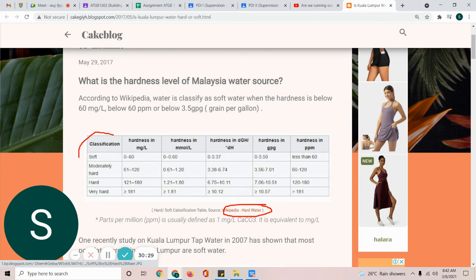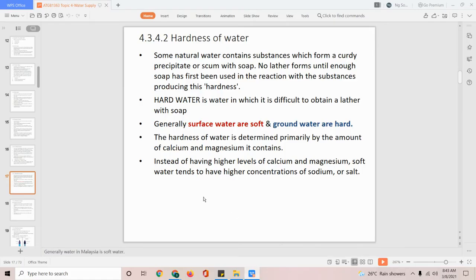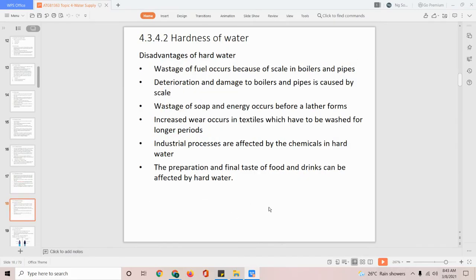So there will be different classifications. This one is not important, just to show you how we can classify whether a water is soft or hard. It can be in terms of how much of the material is present. If the material is above that value, then you consider it as moderately hard, hard or very hard water. So there's a difference between soft water and hard water.